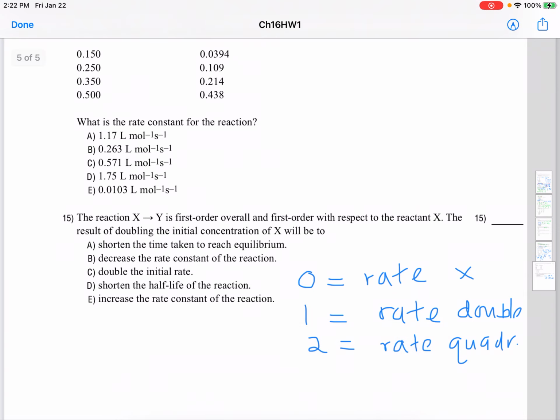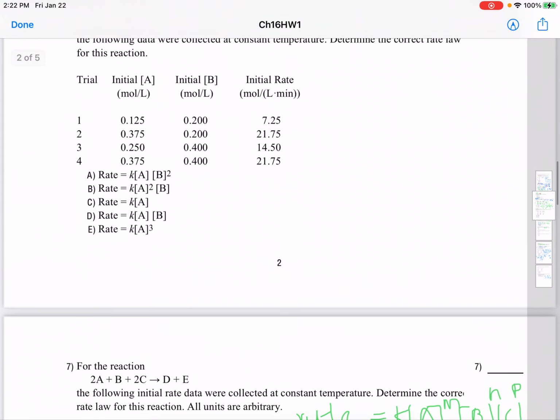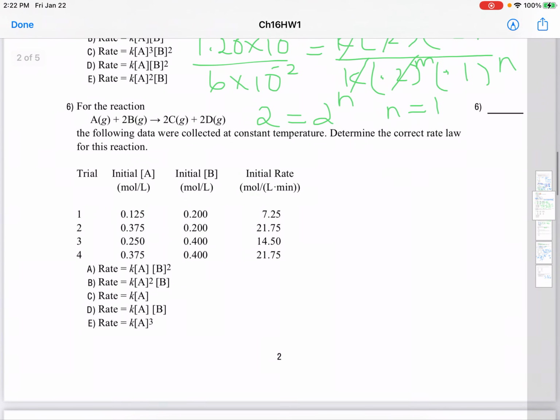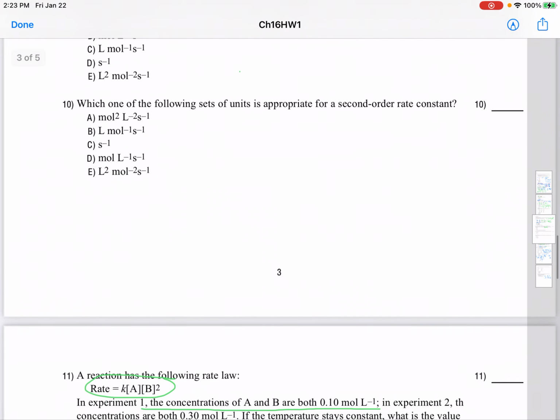So that is the second part of homework 1. I will conclude here, and I hope you understood how to answer these questions.